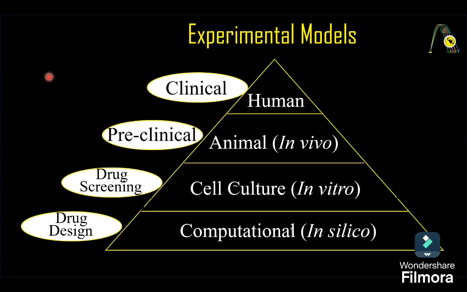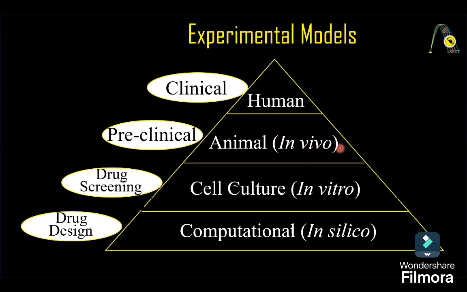Then for drug screening, we utilize cell cultures, which are in vitro methods. So in vitro basically is like test tubes, petri dishes, right? It's sort of the laboratory aspect of drug testing. And in vitro in Latin means within glass. So again, within test tubes, within petri dishes, this is where it's done, and this is more of the laboratory aspect of it.